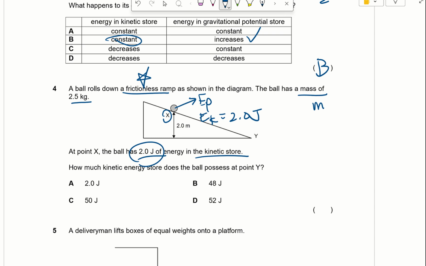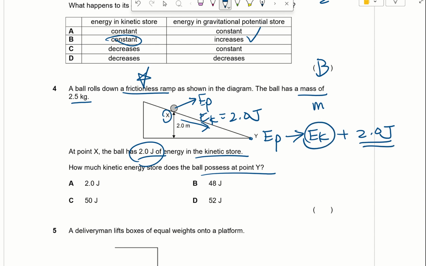So how much kinetic energy store does the ball possess at point Y? Okay, so when it rolls down, the energy in EP will then be transferred to EK. But initially it already has 2.0 joules, right? So I need to find how much increase is the energy in the kinetic store. So I need to find what is the energy in the gravitational potential store.